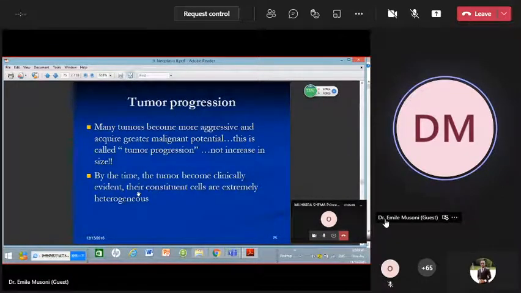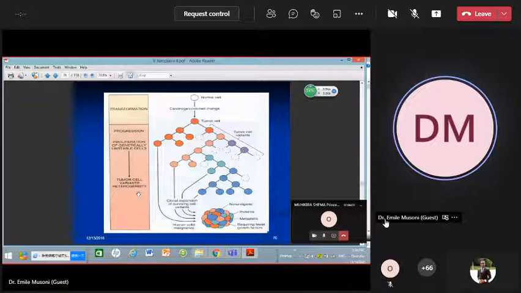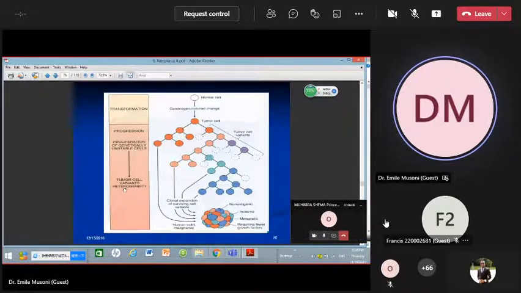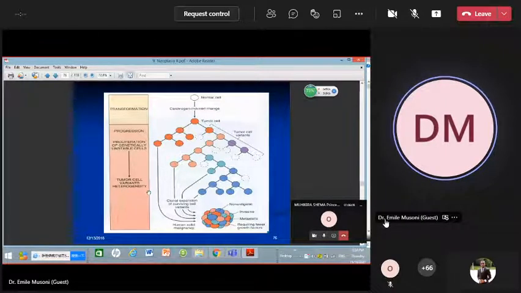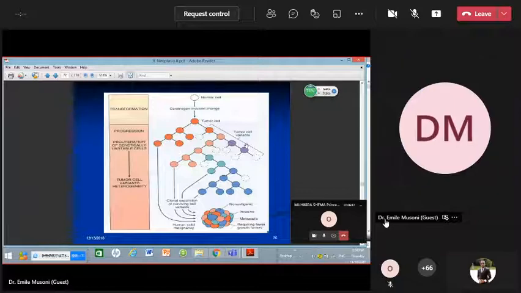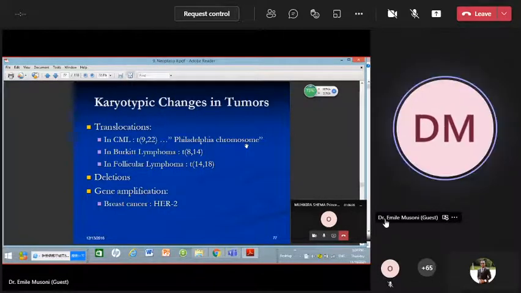Tumor progression. Many tumors become more aggressive and acquire greater malignant potential. This is what they call tumor progression. It occurs by transformation, progression, and tumor cell variant heterogeneity. These are tumor cells, tumor variants. Karyotyping change in tumor genetics.